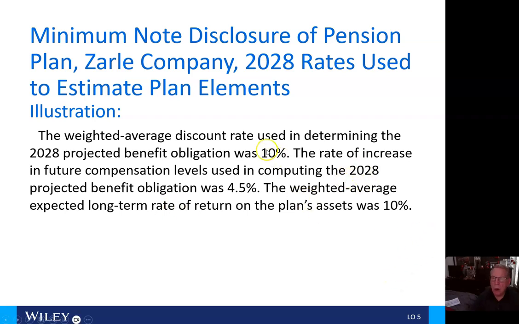And here we're going to see the weighted average discount rate used in determining the projected benefit obligation was 10%. The rate of increase in future compensation levels used in computing the 2028 projected benefit obligation was 4.5%. The weighted average expected long-term rate of return on the plan assets was 10%. Okay, those are rates used to estimate plan elements.